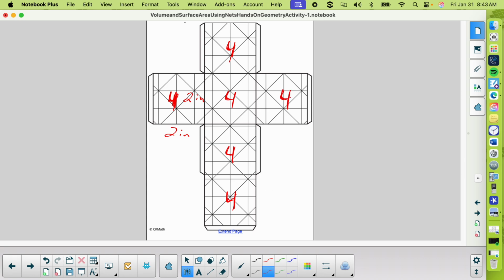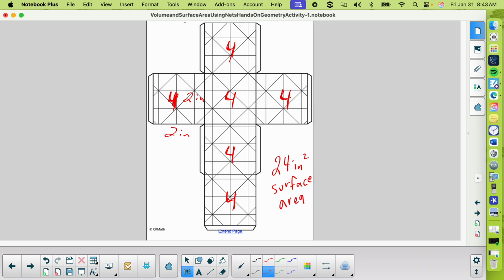There's 6 of them. Oh. 25. Very close. 24 square inches. So this shape would have 24 square inches of surface area.